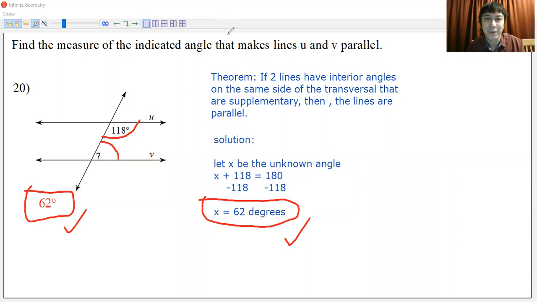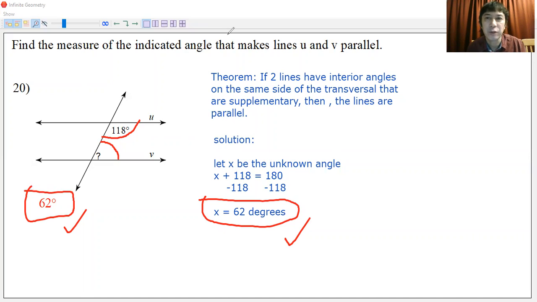So remember, they are not equal. You might answer 118. That will only be for alternate interior, alternate exterior, or corresponding angles. But these are two angles on the same side, and they're both interior. So you really have to understand the configurations of each type of angle pair, so that the lines are parallel.